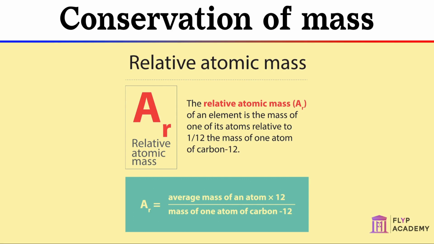Let's start with the term relative atomic mass. We know that atoms, and particles in general, have masses. These masses are very small compared to the mass of a macroscopic object. Therefore, it is not convenient to use 1.6 multiplied by 10 to the power minus 27 kilograms as the mass of a hydrogen atom. This would make calculations overcomplicated.